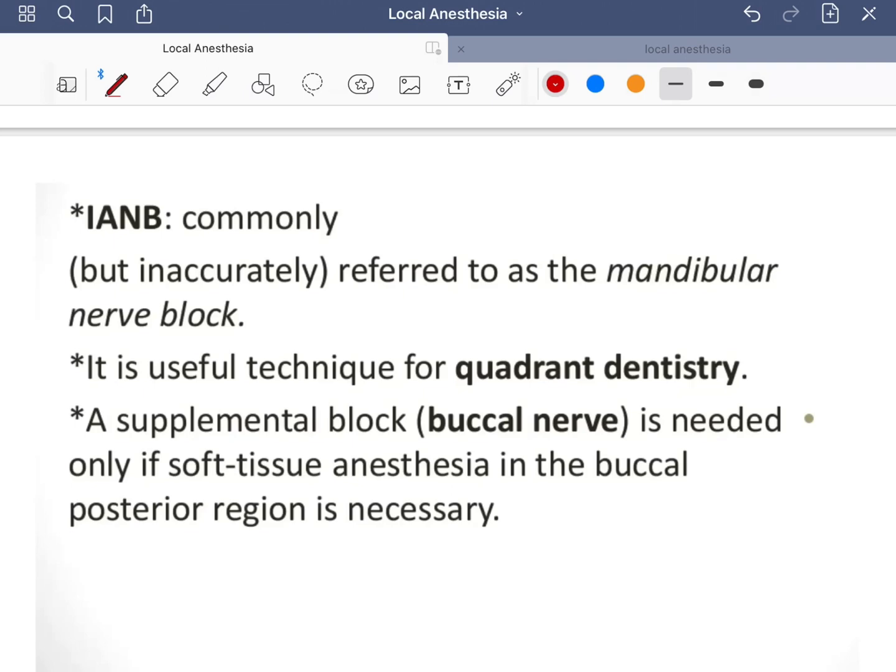It is a useful technique for quadrant dentistry, which means you will anesthetize the teeth from molar to the incisor. A supplemental block, which is called the buccal nerve block, we will discuss later.